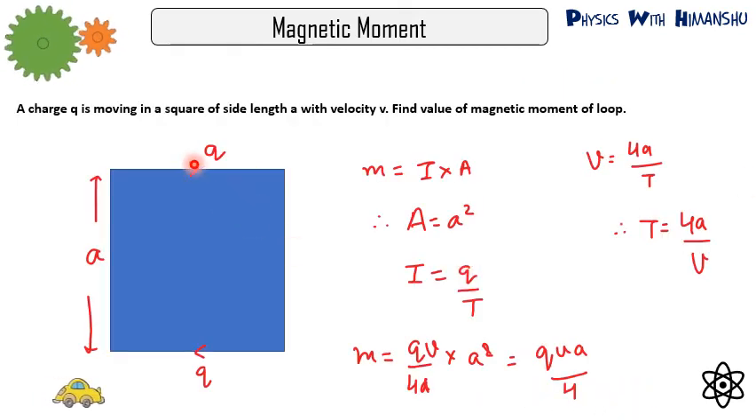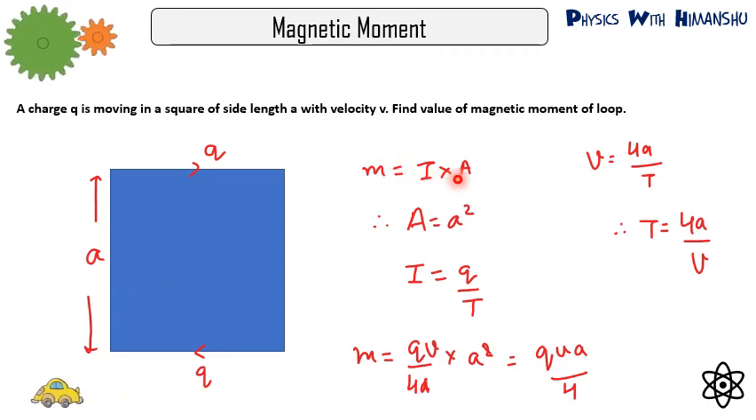A charge Q is moving in a square of side length A with velocity V. Find the value of the magnetic moment of the loop. So we have a loop of side length A and a charge Q is moving in this loop. We only have to find the value, so direction is not important here. This charge Q is moving in this square loop with velocity V, and we have to calculate the magnetic moment. So first put the formula for magnetic moment.